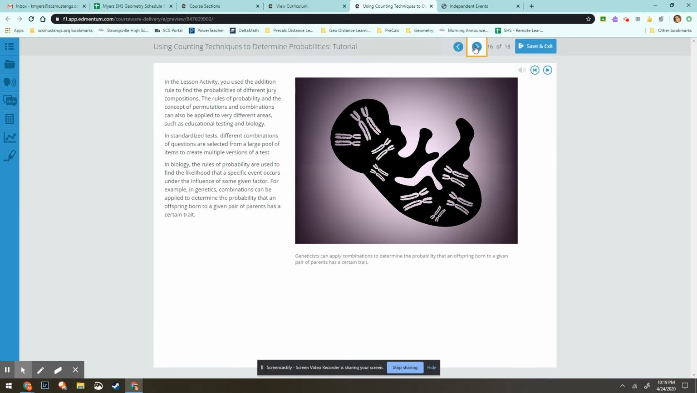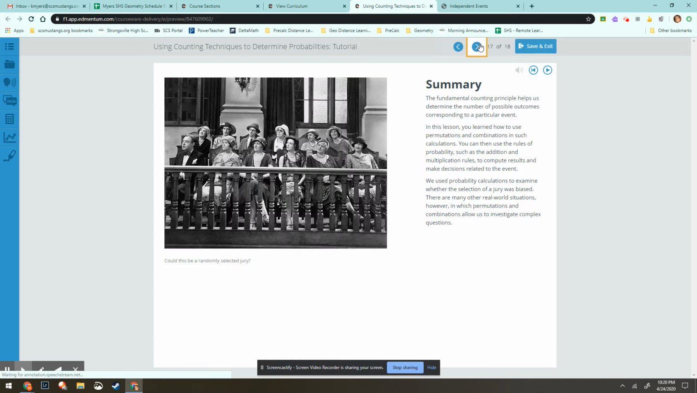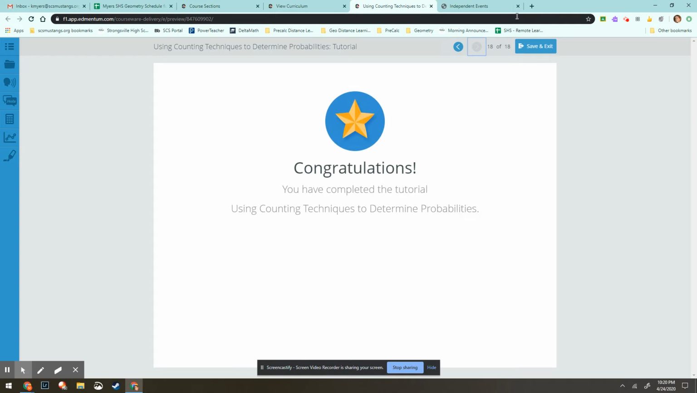Okay, and so this just talks about some of the other times when you use probability. Educational testing is one of them, standardized tests, if you've ever taken a standardized test, which I know you have. A lot of those questions are called field test questions, so they use those to get data, or they have multiple versions. Biology is all about probability, genetics. So if you're interested in that, you can read that and find some other ways probabilities are used. And then finally, we have a summary of just basically what we did. And let's get our gold star for the tutorial.